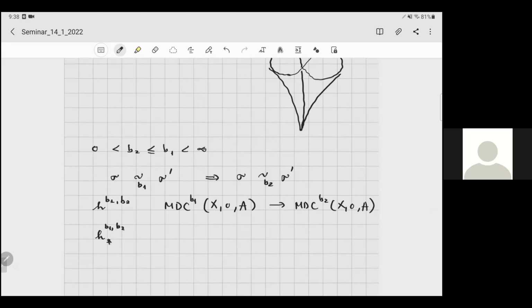That is, from MD homology b1 of x0 to MD homology b2 of x0.